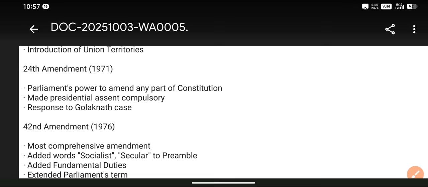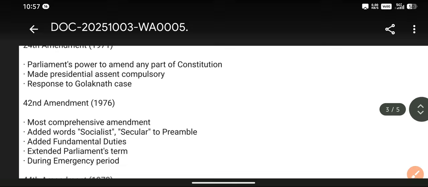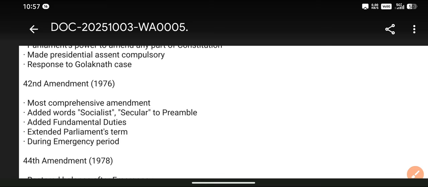24th Amendment 1971. Parliament's power to amend any part of Constitution, made presidential assent compulsory. Response to Golak Nath case. 42nd Amendment 1976. Most comprehensive amendment. Added words socialist, secular to Preamble. Added fundamental duties. Extended Parliament's term during emergency period.